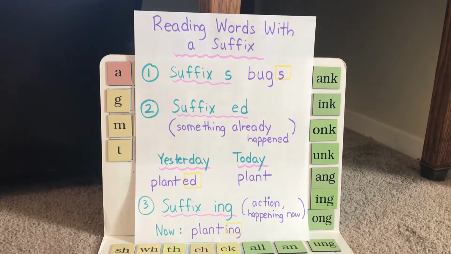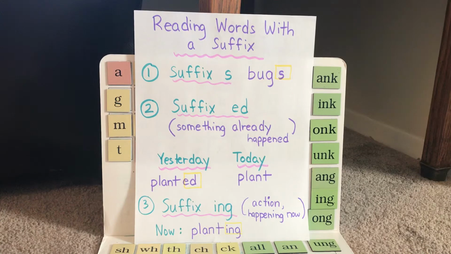Okay, time for foundations. So in Unit 10, we have been blending words with 5 sounds, and we noticed that those words have blends. And we know that we've already learned about a word ending called suffix s when you add s to a word. So now this week for Unit 10, we're going to continue reading these words with a suffix.